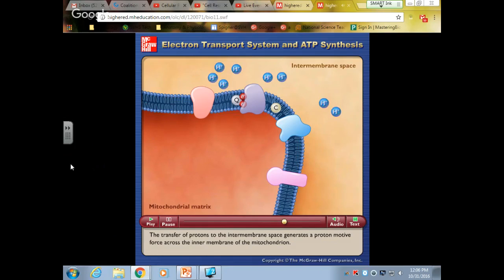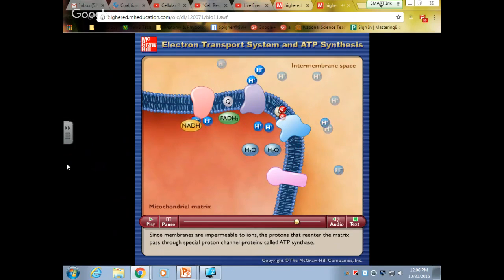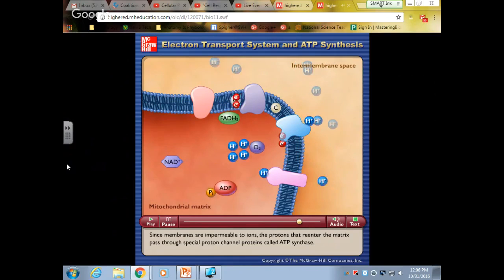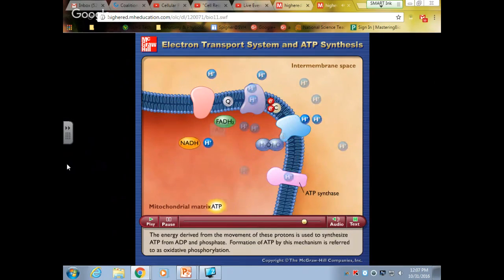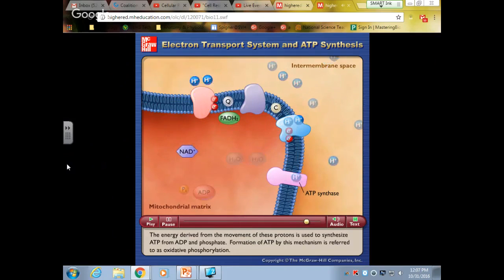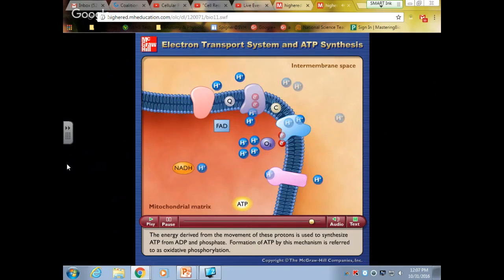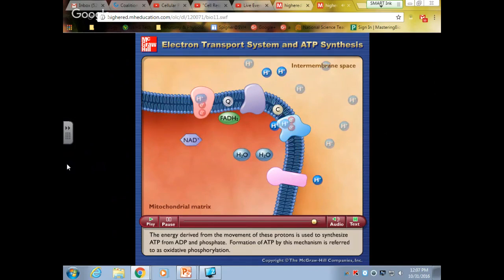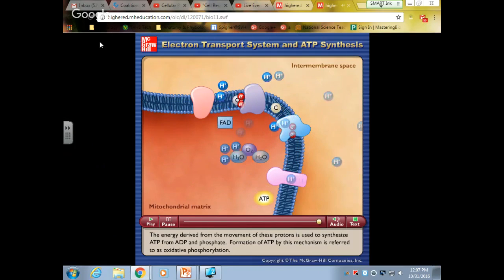The transfer of protons to the intermembrane space generates a proton motive force across the inner membrane of the mitochondrion. Since membranes are impermeable to ions, the protons that re-enter the matrix pass through special proton channel proteins called ATP synthase. The energy derived from the movement of these protons is used to synthesize ATP from ADP and phosphate. Formation of ATP by this mechanism is referred to as oxidative phosphorylation.